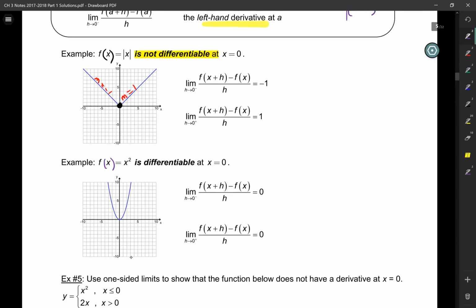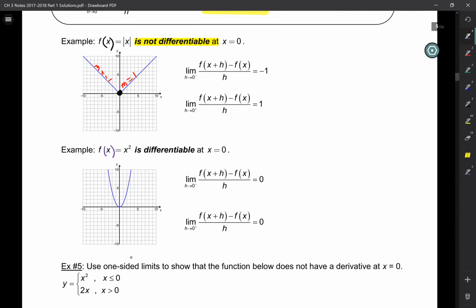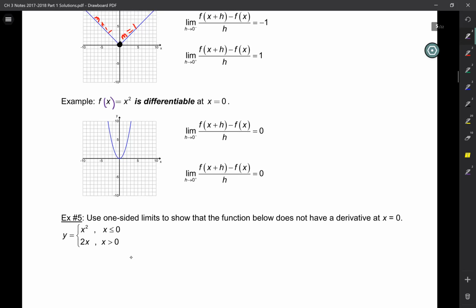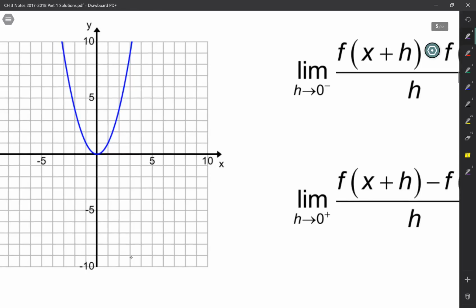Okay. So when would it be? When would they be? Okay, here. This one is differentiable at x equals 0. Why? Because, take a look here.